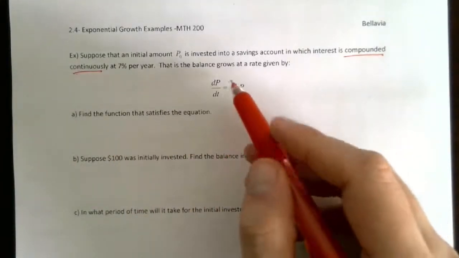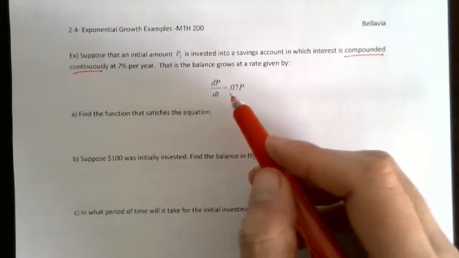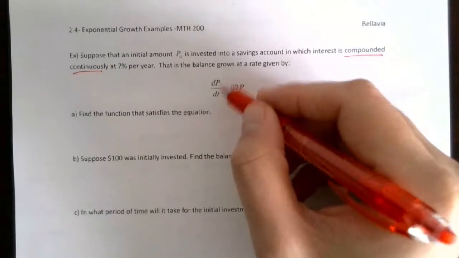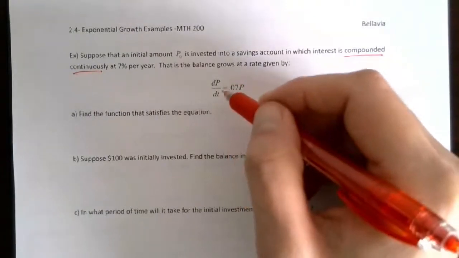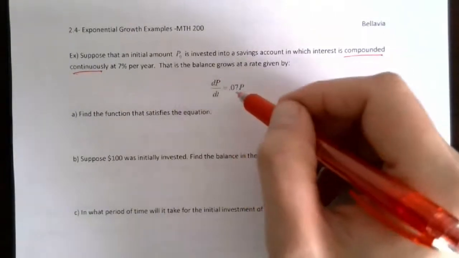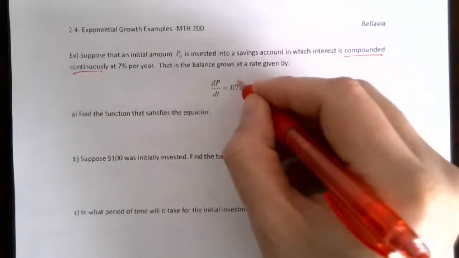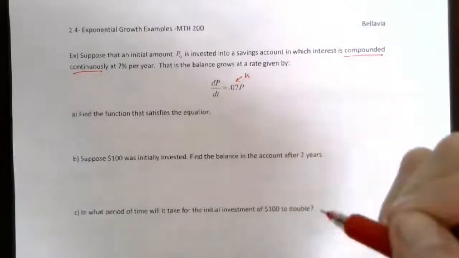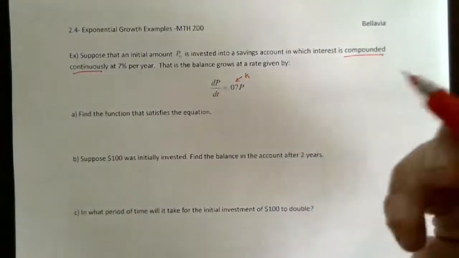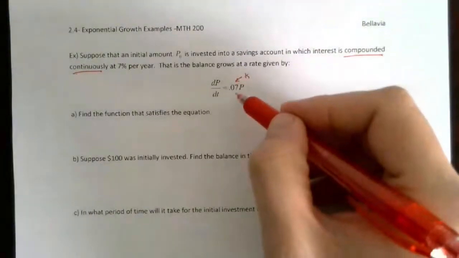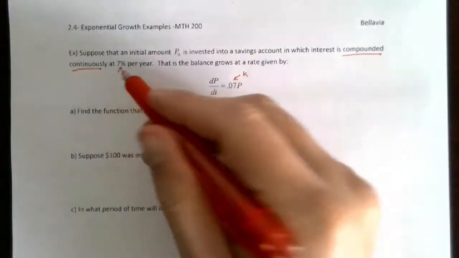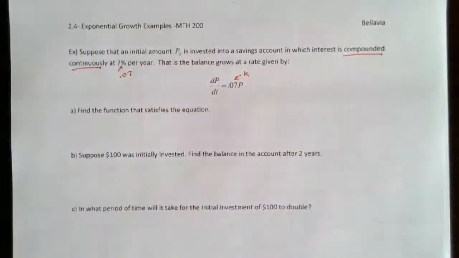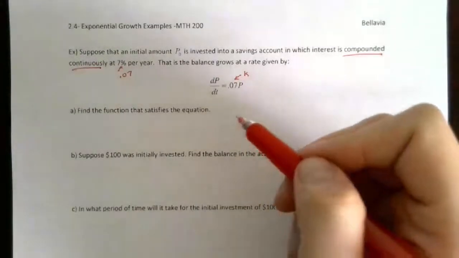First off, you should recognize this is the form we've been talking about. This derivative of P with respect to T is the same as what we had on the previous page, like P prime is equal to 0.07 times P. So this 0.07 is like our K that we were talking about earlier. And the other thing that you want to notice is that the 7% per year is your 0.07 that they're using in this formula. They're just telling it to you in the problem, and they're showing it here.